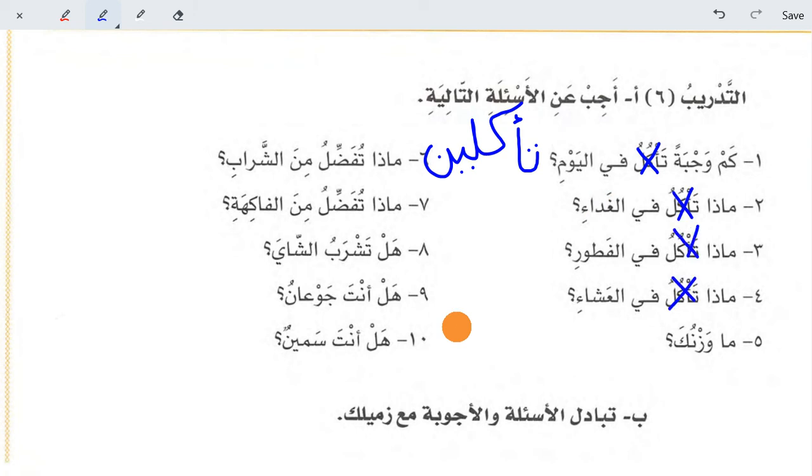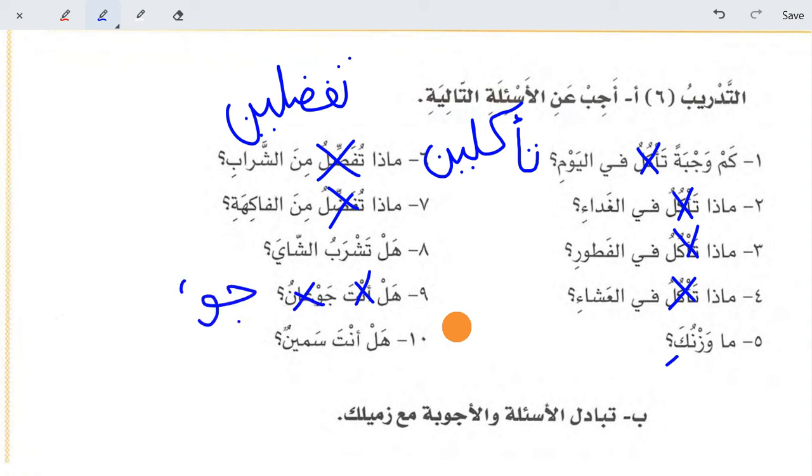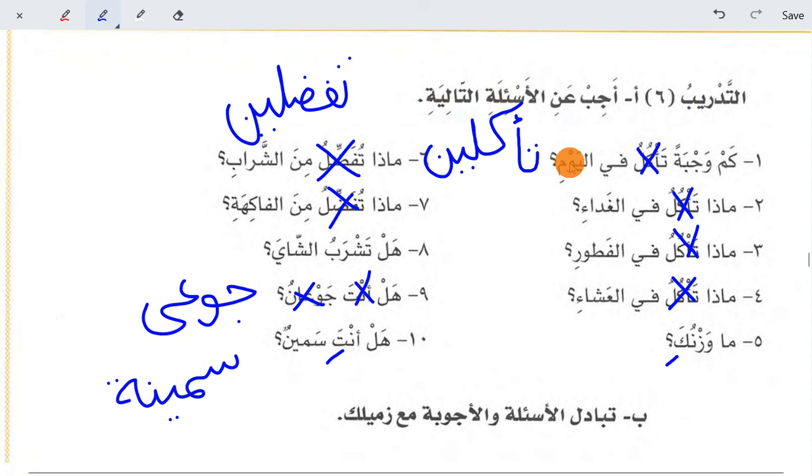Instead of waznuka she will write waznuki. Instead of tufaddilu she will write tufaddilina. Instead of tashrabu she will write tashrabina, anta, anti. And jawan, instead of that for female we write jawa. Hal anti, instead of samin she will write samina. Then everyone will answer according to themselves.